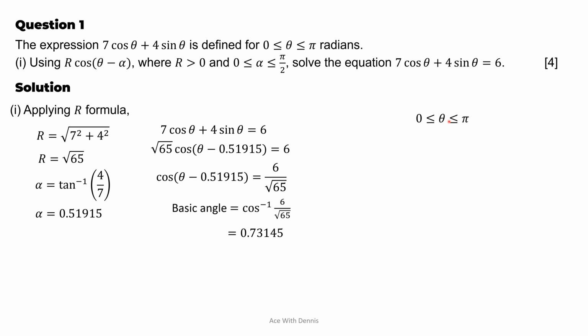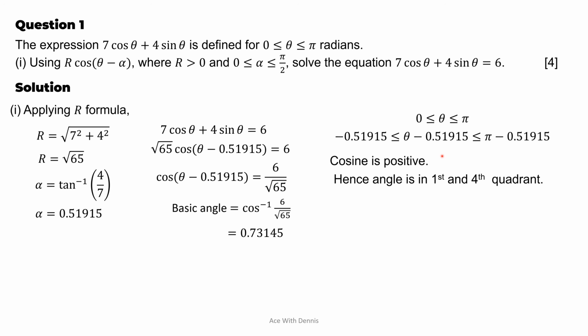Next, given that the range of the theta is from 0 to pi, our angle is theta minus 0.51915. Therefore, the range of this angle is from negative 0.51915 to pi minus 0.51915. Given that from the equation, cosine of this angle is a positive value, so cosine is positive, then we can determine that the angle is in the first and the fourth quadrant. Therefore, this angle theta minus 0.51915 equals the first quadrant 0.73145, which is from the basic angle, and the fourth quadrant is 2 pi minus 0.73145.